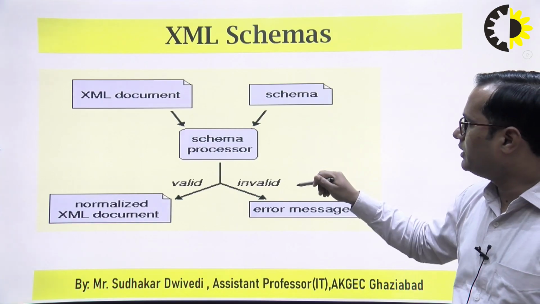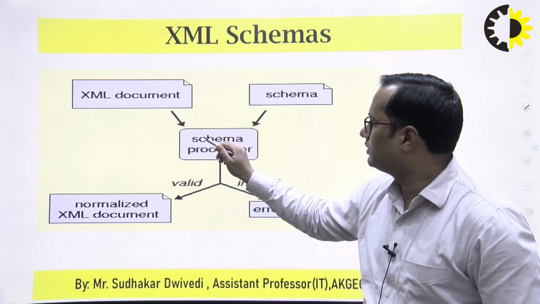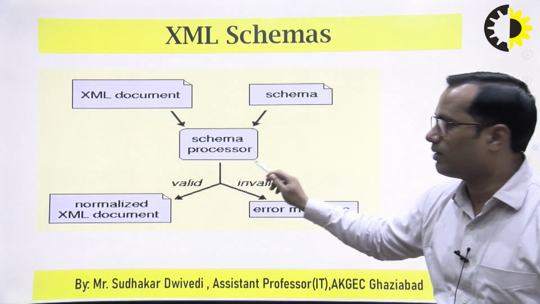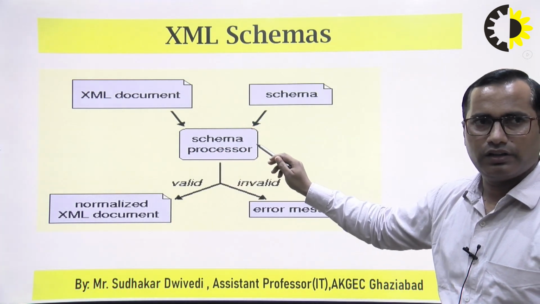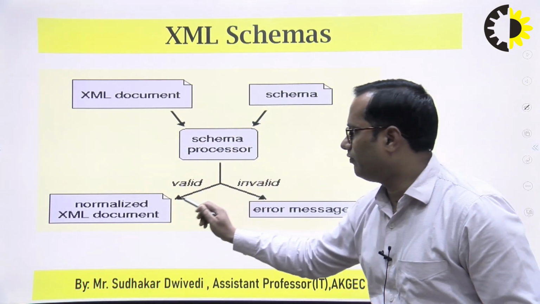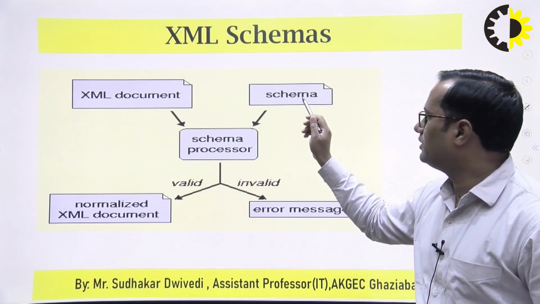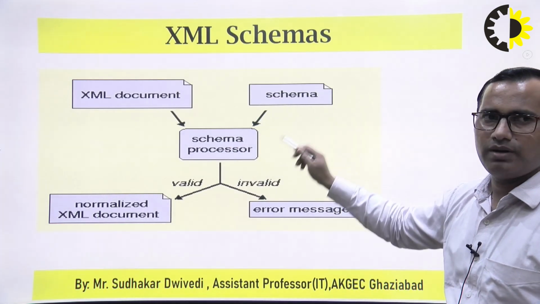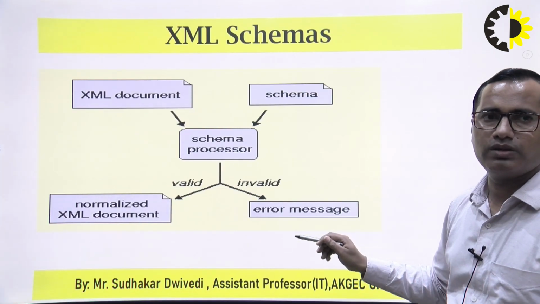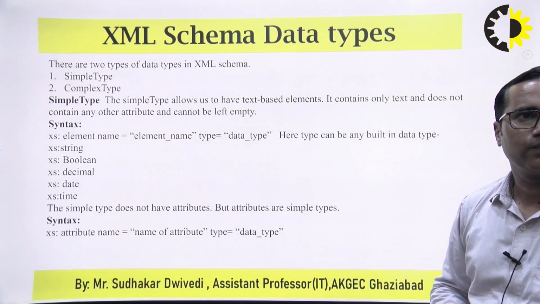So that means we have an XML document and we have an XML schema file. We have provided them to the schema processor. If it conforms to this schema, it will be a valid XML document. Otherwise, if it is not according to this schema, it is not a valid XML file. That means it will produce some error messages.